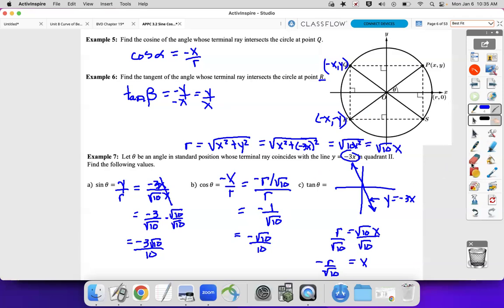And now the tangent theta, if you recall, is the slope, or the y over the x value. So we know that y is negative 3x. And we know x is x, and the x's cancel. So the tangent is simply the slope of that line, or negative 3.